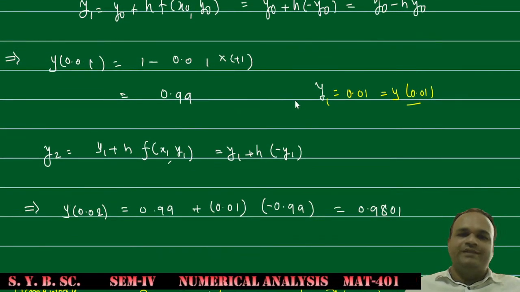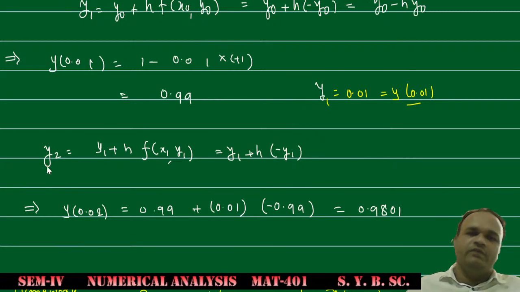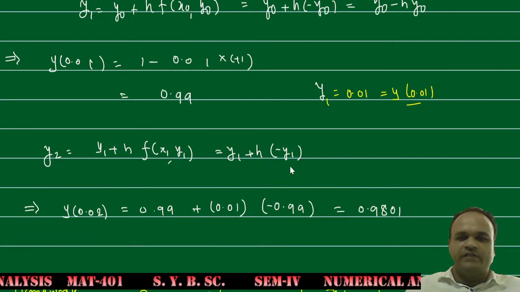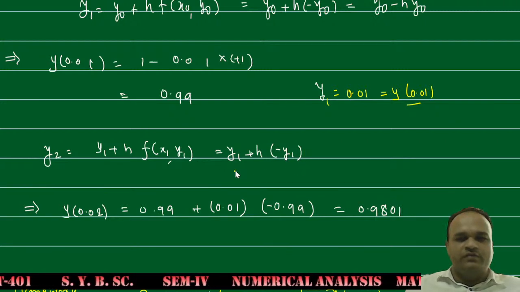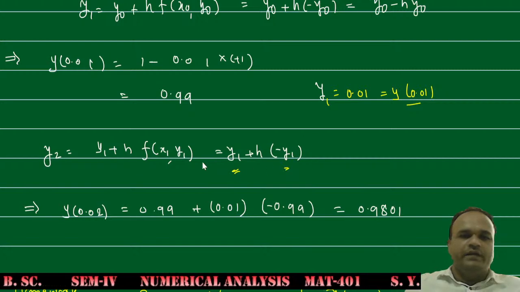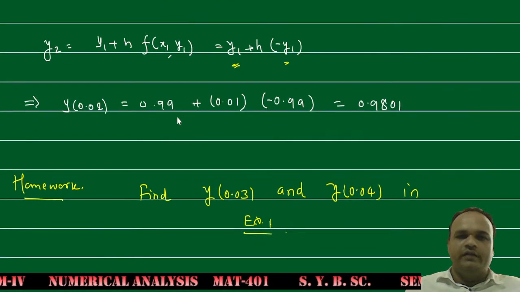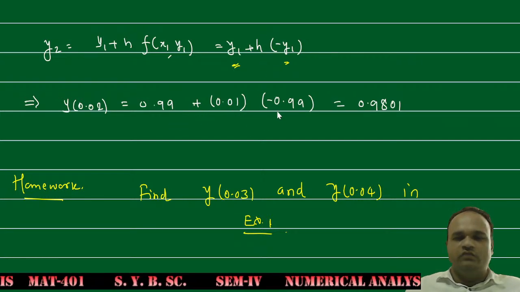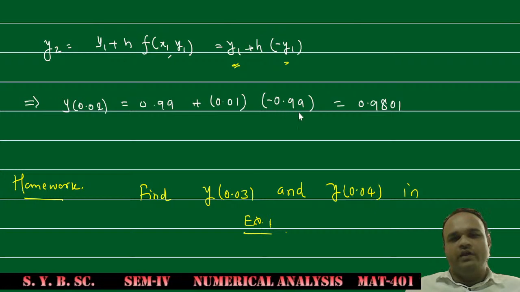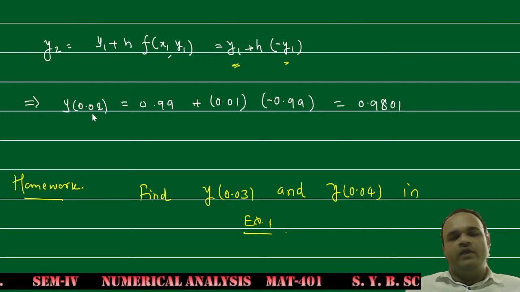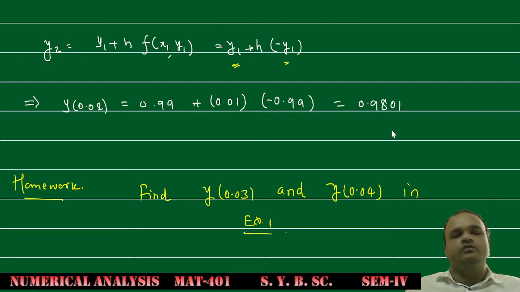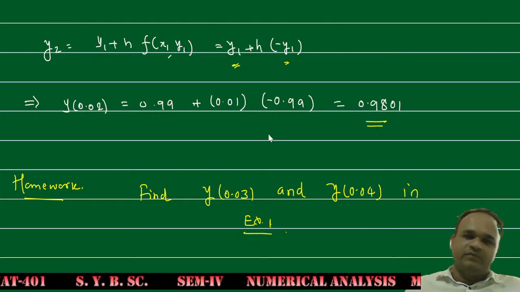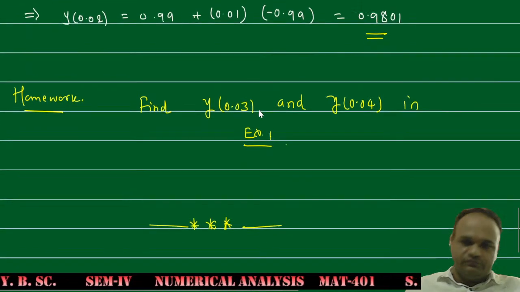Similarly, using Euler's formula, let's put n equal to 1. You will get y2 is equal to y1 plus h times f of x1, y1, that is equal to y1 plus h times minus y1. So let us put the values of y1 and h. We will get y of 0.02 equal to 0.99, that is the value of y1, plus 0.01, that is h, into minus 0.99, and you will get the value of y at 0.02 equal to 0.9801. So this is the required solution or required answer of this differential equation.